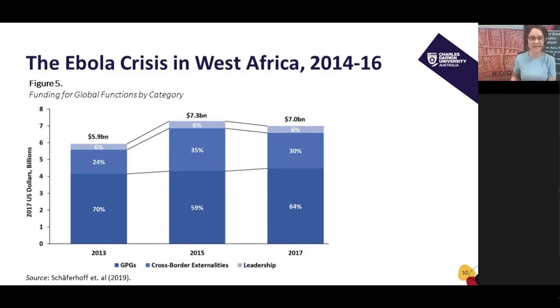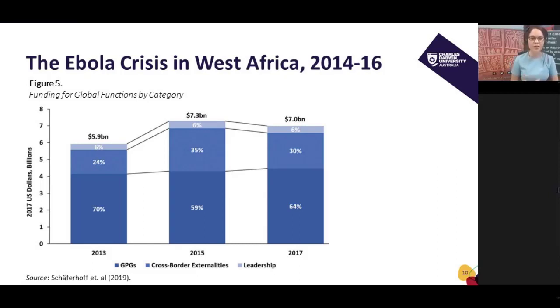Now, these scholars found that in absolute terms, funding for global functions grew from $5.9 billion in 2013 to $7.3 billion in 2015, before funding declined to $7 billion in 2017. And they attributed this spike in funding to the Ebola crisis in West Africa. And they used this evidence to argue that international donors are willing to help contain infectious disease outbreaks.